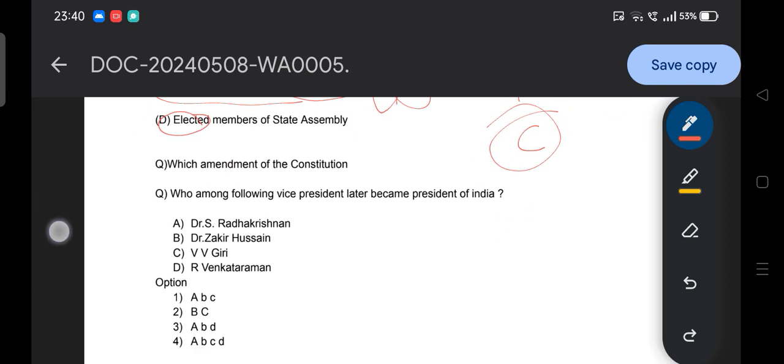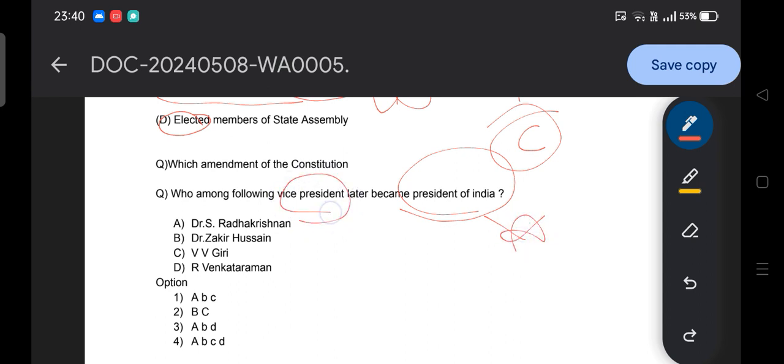Moving to the next question: who among the following, as Vice President, later became President of India? This type of question was asked in UGC NET, so I think we should practice it, because it will be helpful for our examination as well. Option A, Dr. S. Radhakrishnan. Option B, Dr. Zakir Hussain. Option C, V.V. Giri. And option D, R. Venkataraman. So what is the answer? The answer is option 4, all of them: all were Vice Presidents who later became President.